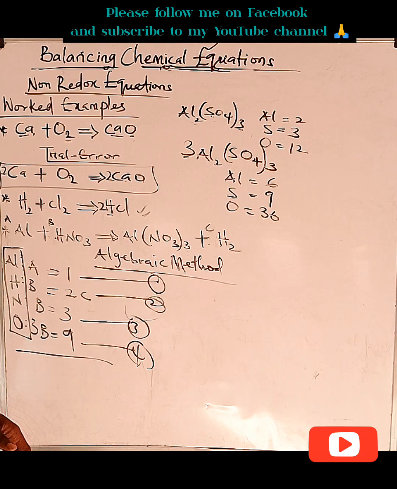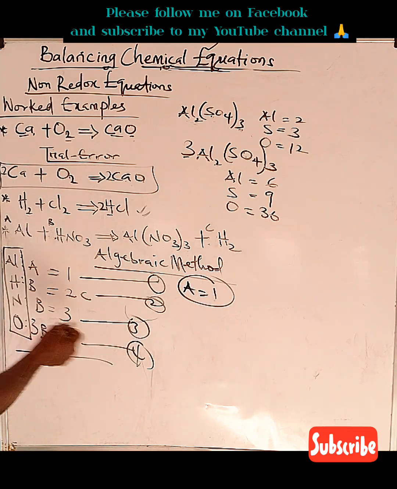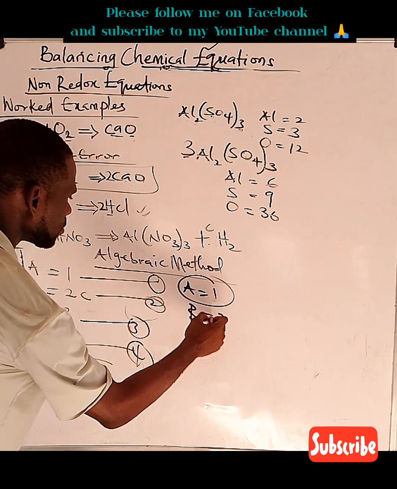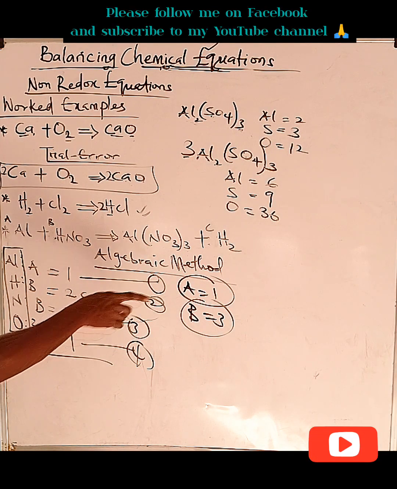So you have A equal to 1. There's the red. Then B is equal to 3, as you can see. 3B also is equal to 9. Divide both sides by 3, we have B equal to 3.